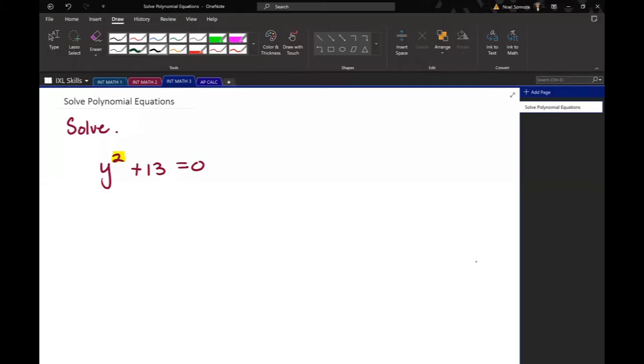All right, we're going to be taking a look at how to solve polynomial equations. In many cases, polynomials could be quadratics, or linear, or sometimes cubic functions. In this particular case, we have a quadratic function that we're going to solve.